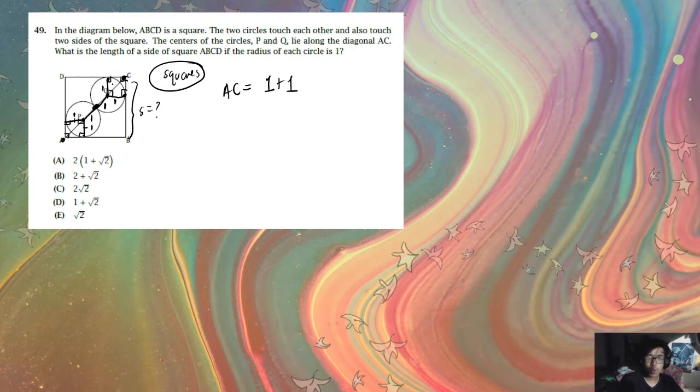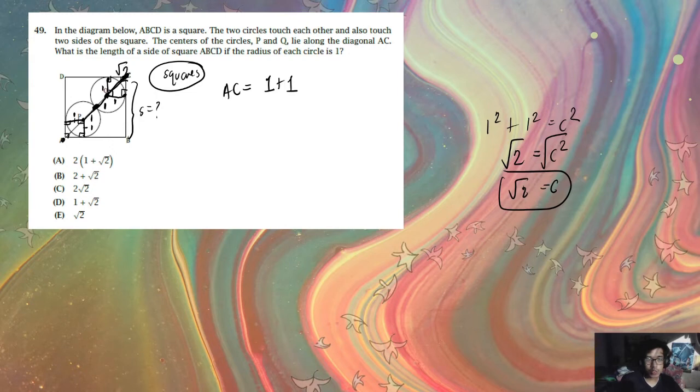Okay? And if we form squares here, and we know that the side measurement of these two small squares is 1. So therefore, the measurement of the diagonal for this square is just going to be 1 squared plus 1 squared, which is equal to c squared. And that should give us 2. 2 is equal to c squared. Take the square root of both sides. So therefore, the length of this distance here is square root of 2.